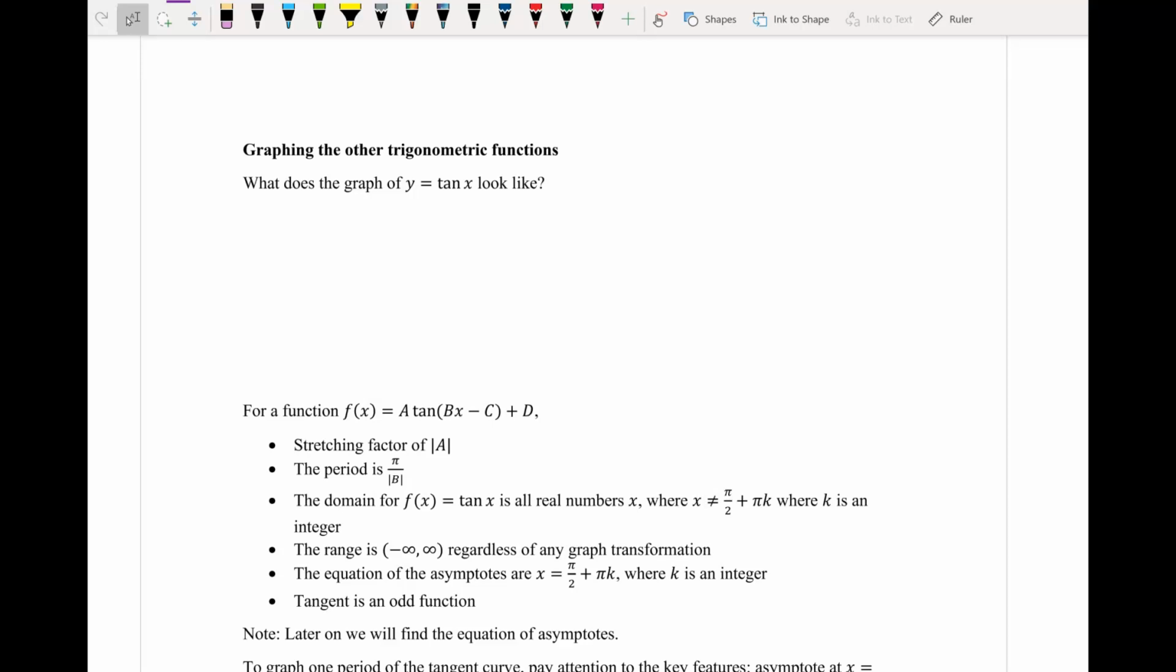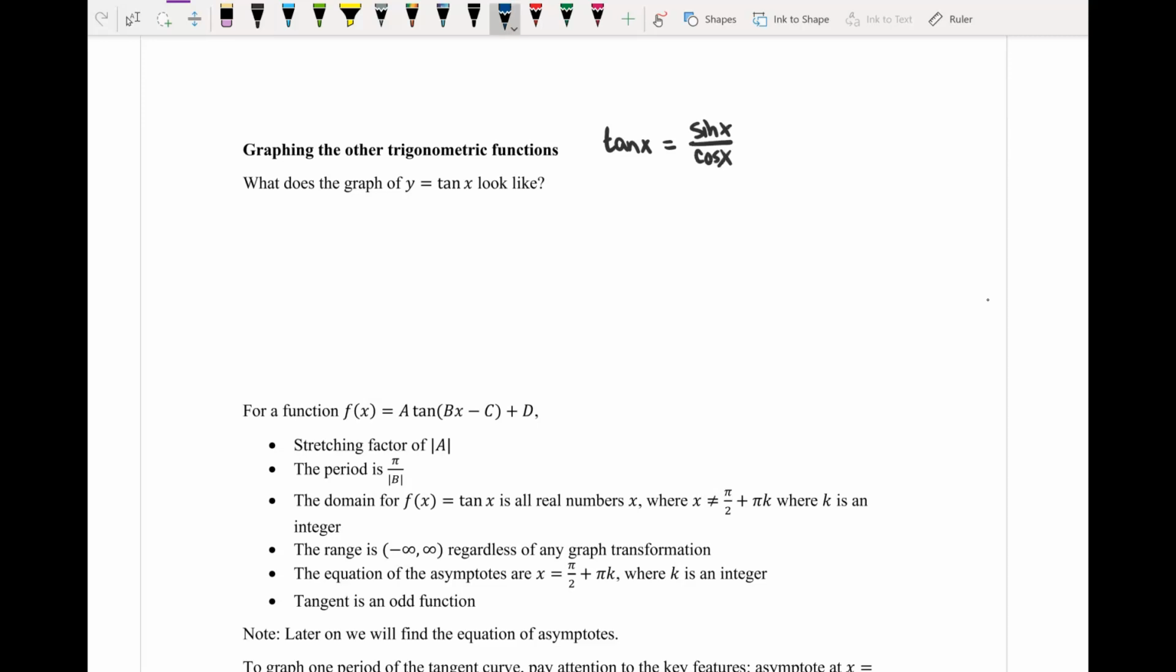So let's continue graphing the rest of the trigonometric functions. Let's start off with the tangent curve. What exactly does this tangent look like? One of the things we have to consider is that tangent of x is equal to sine of x over cosine of x.